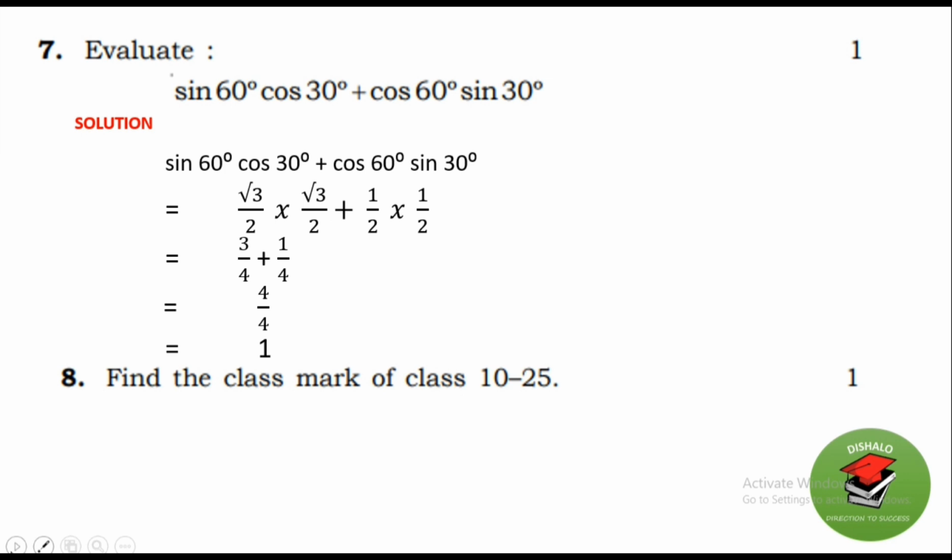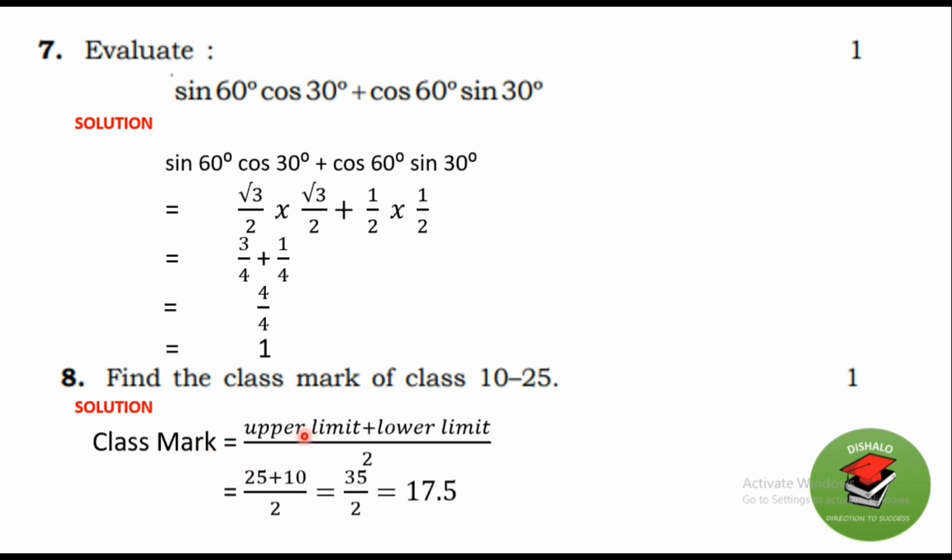So we know by definition class mark is upper limit plus lower limit divided by 2. So here's the solution. Class mark is upper limit plus lower limit divided by 2. Upper limit is 25, lower limit is 10. I hope you know that this is known as the upper limit and this one is known as the lower limit. Okay, so 25 plus 10 is 35, divided by 2 is 17.5.